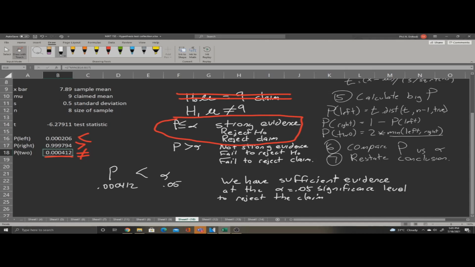Now we restate the claim, and we'll remember that our claim was that the batch size is 9 grams. And so we've talked about our evidence, we've talked about the significance level, we've talked about what we're doing with the claim, and we are restating the claim. Once we've done all 4 of those things, that's all we need to say here.